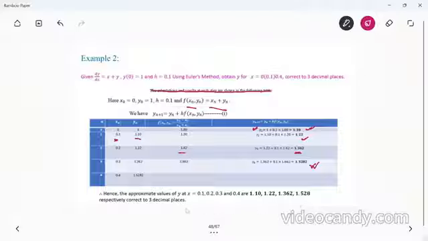So we are taking our answers correct up to 3 places of decimal. So here is the answer. This is the Euler's method.